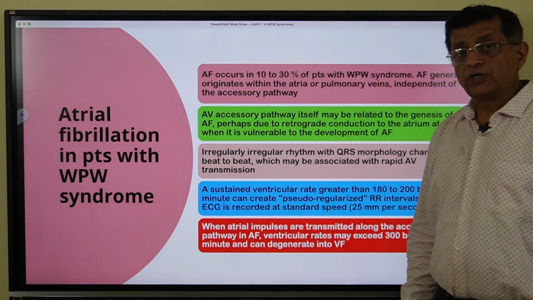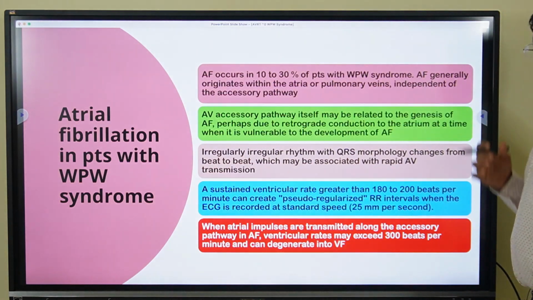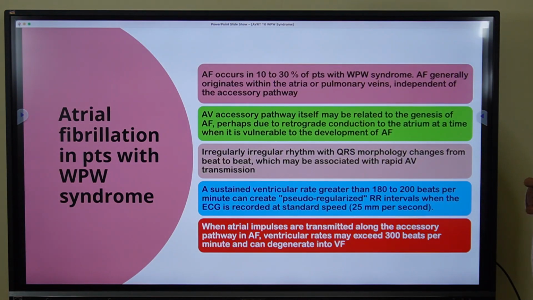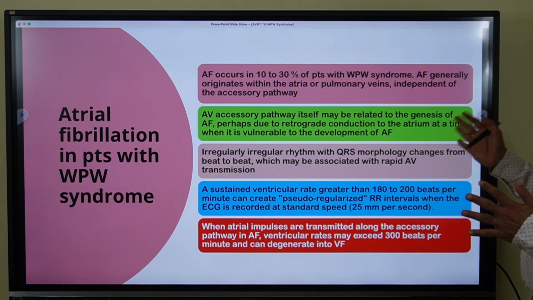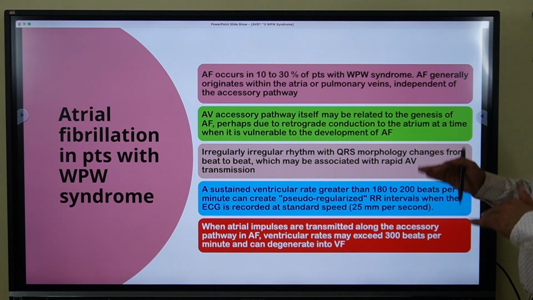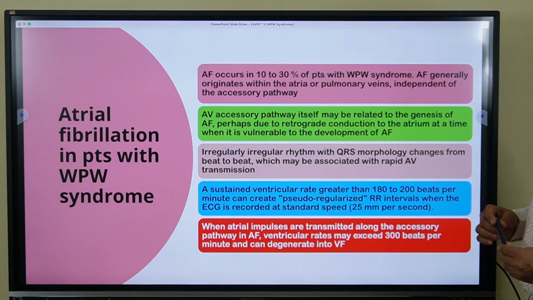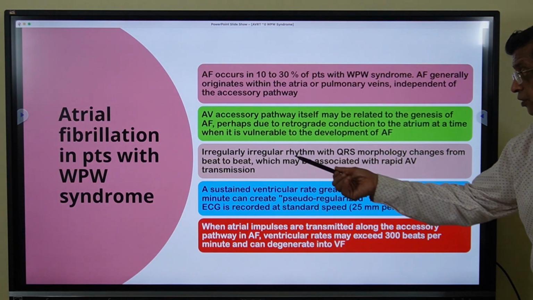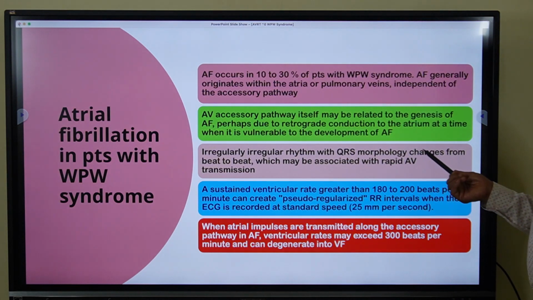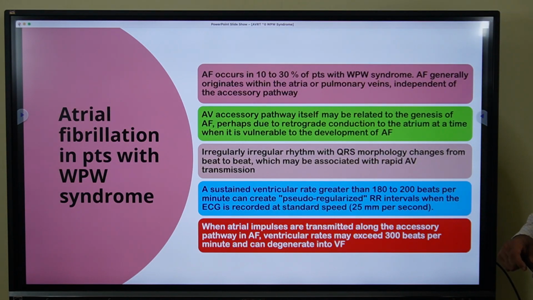Now, atrial fibrillation in patients with WPW syndrome. Atrial fibrillation occurs in 10 to 30% of patients with WPW syndrome. Usually it originates within the atria or pulmonary veins independent of the accessory pathway, but sometimes the accessory pathway itself may lead to atrial fibrillation. The rhythm, naturally in atrial fibrillation, will be irregular with QRS morphology changing from beat to beat, which can be associated with rapid AV conduction.